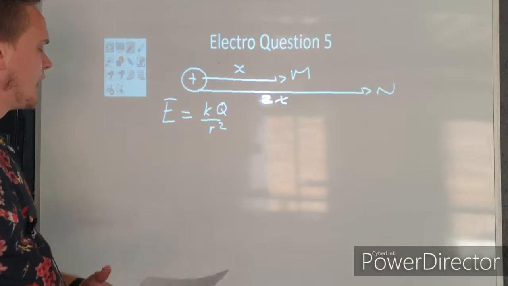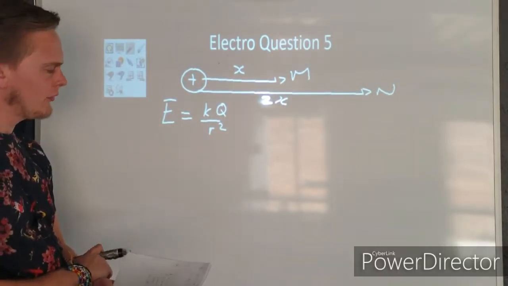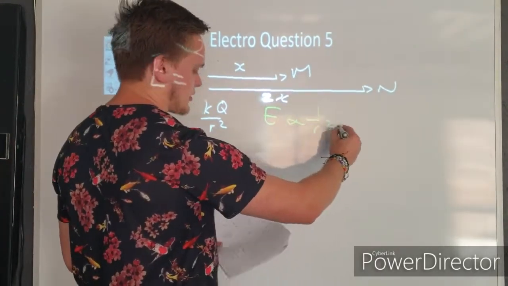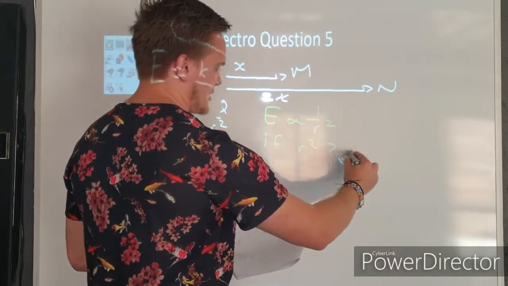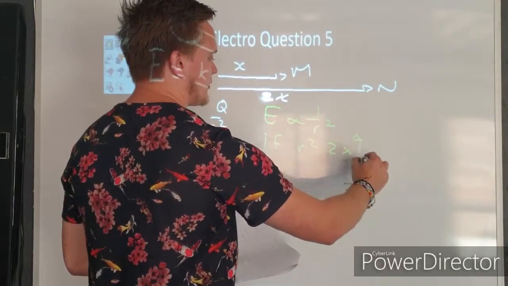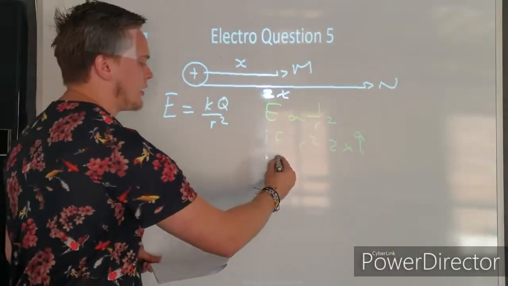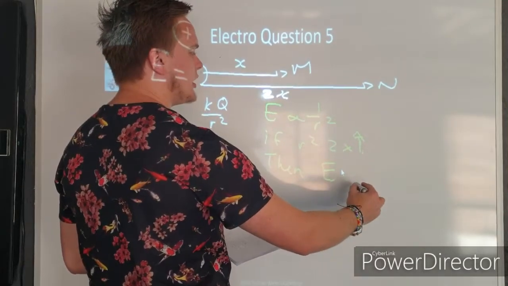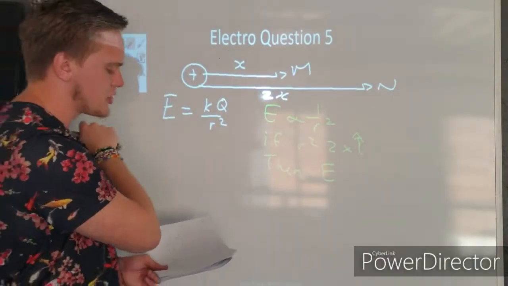So we have our electrical field strength E equals KQ over R squared, and we should know from that that E is inversely proportional to R squared. So if R squared increased, which we can see comparing M and N's distances, x to 2x, then our E will increase or decrease. Now it will decrease because of the inverse proportionality.